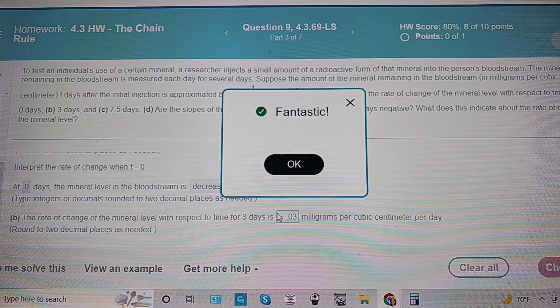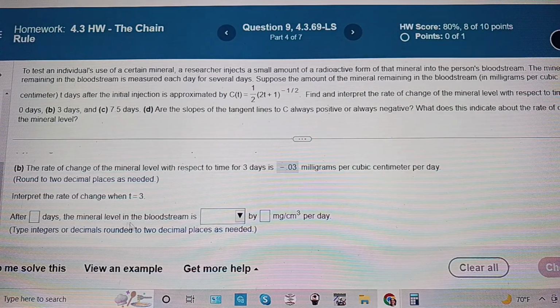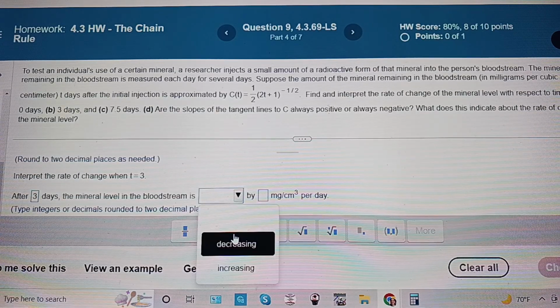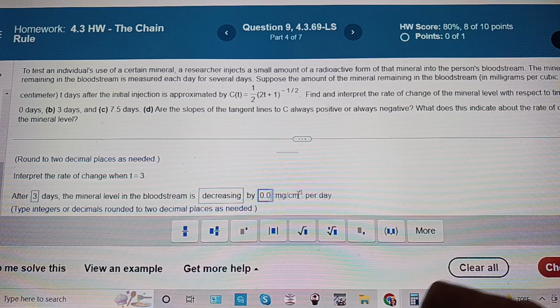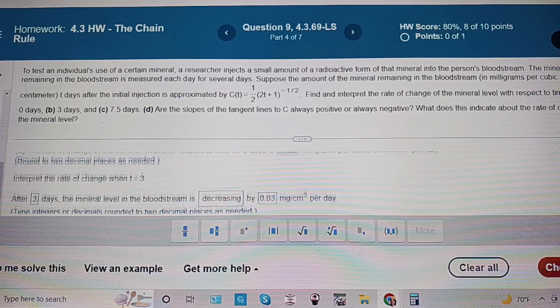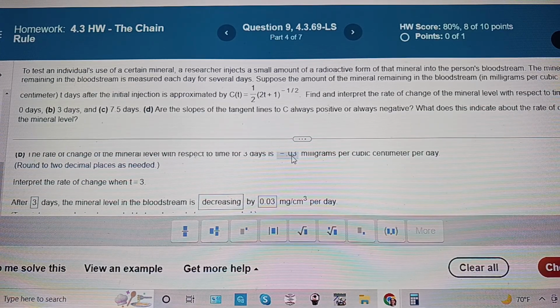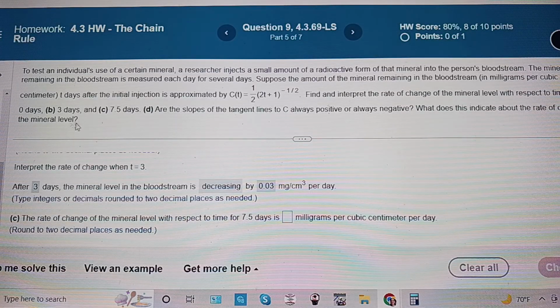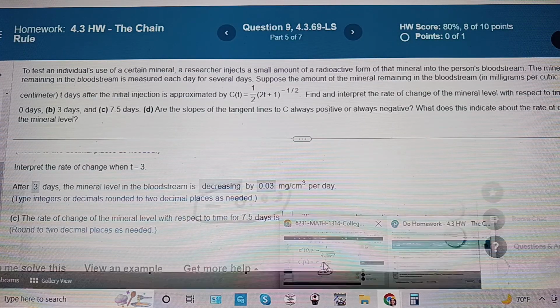And that means it's decreasing by 0.03. After 3 days, it's decreasing by 0.03. But you don't put negative 0.03 there. This one's negative 0.03, but the negative tells you it's decreasing, and then you just put 0.03 there. And then finally, part C, 7.5.